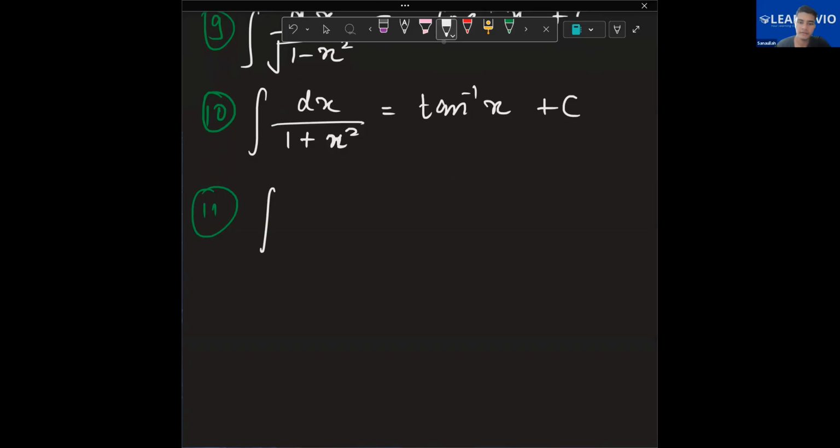11th one is integration of e^x dx, the exponential function. इसका इंटीग्रल खुद ही होता है बिकॉज इसका डेरिवेटिव भी e^x, e की पावर x ही होता है. This is going to be the same.